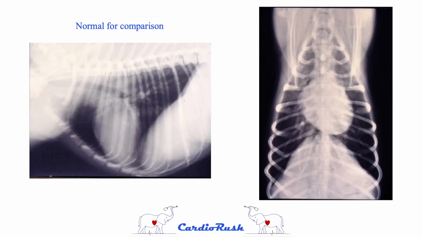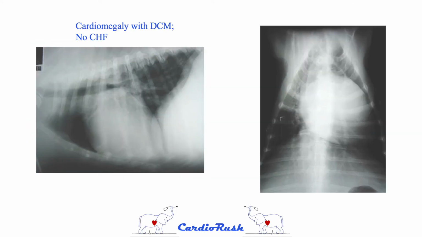Here's a normal dog for comparison to look at cardiac size as well as the pulmonary pattern. This is the dog with dilated cardiomyopathy and significant cardiomegaly with no congestive heart failure yet. The trachea is elevated, the left atrium is enlarged, and overall the cardiac size is significantly increased compared to normal.